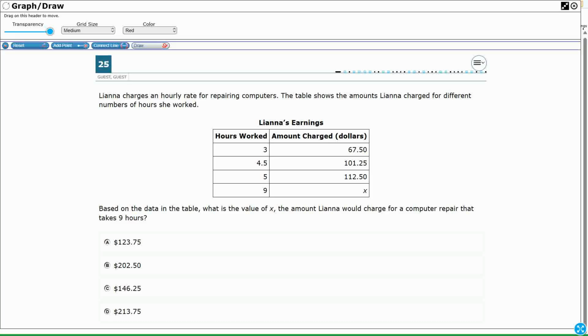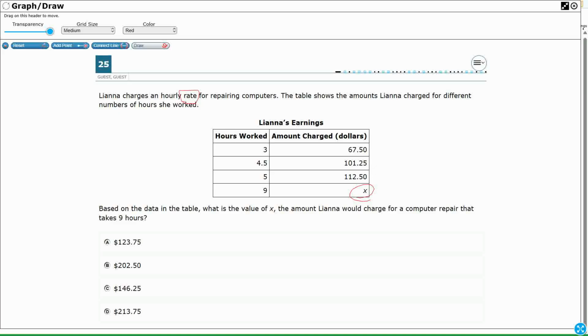All right, so Liana charges an hourly rate. That's going to be a clue for us when we're using this word rate here. And based on the data in the table, we're looking for X. How much would Liana charge for 9 hours?